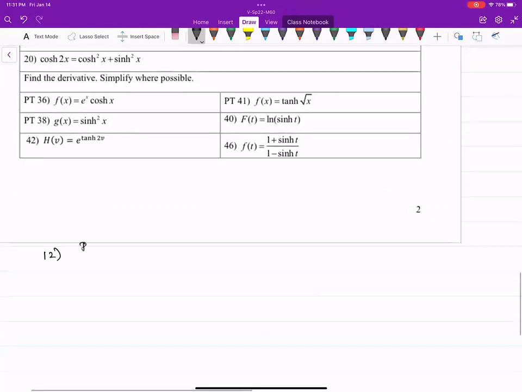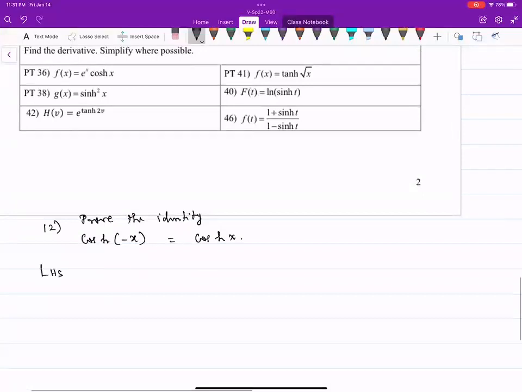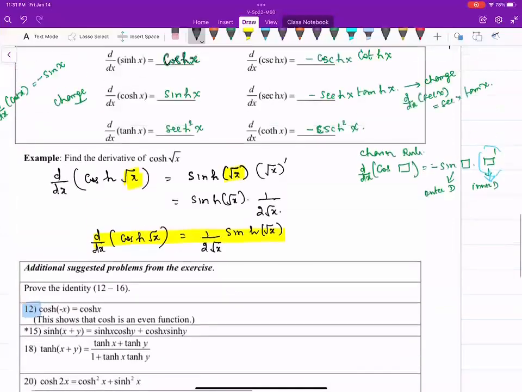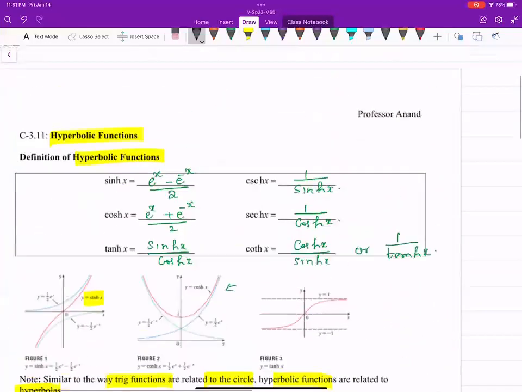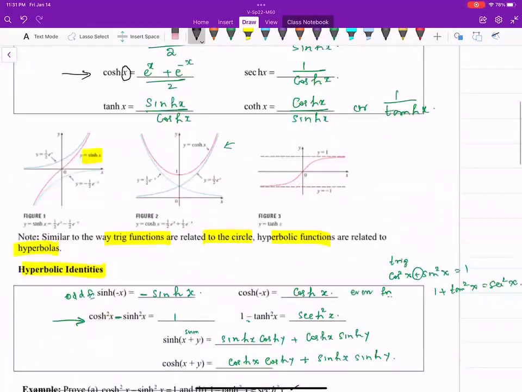Prove the identity cosine hyperbolic negative x equal to cosine hyperbolic x. We'll start off with the left-hand side, cosine hyperbolic negative x. So we know that cosine hyperbolic from the table is defined to be e to the x plus e to the negative x by 2. So if it is x, the exponents are x and negative x.